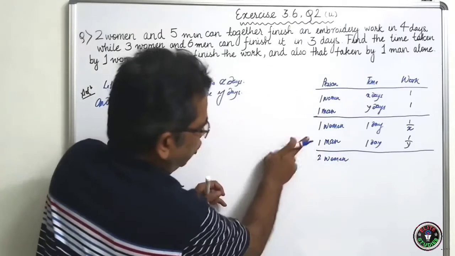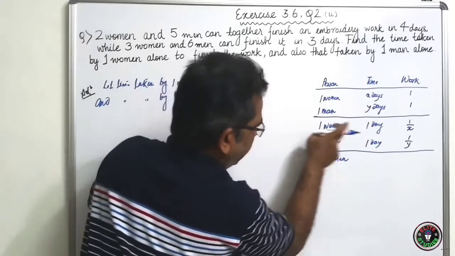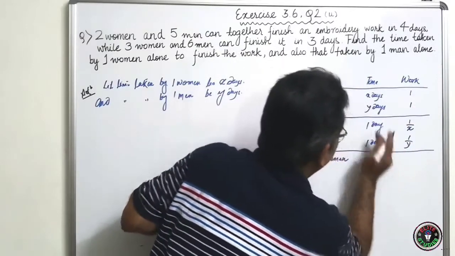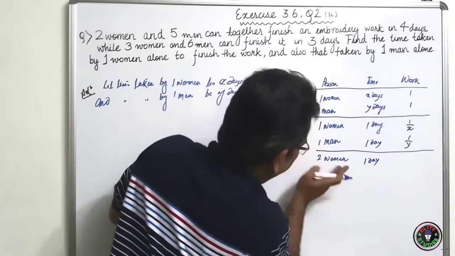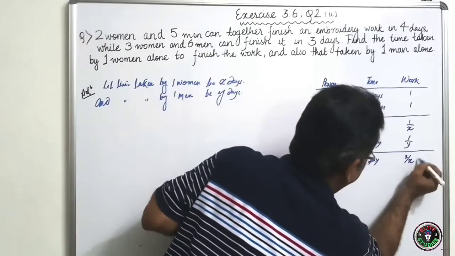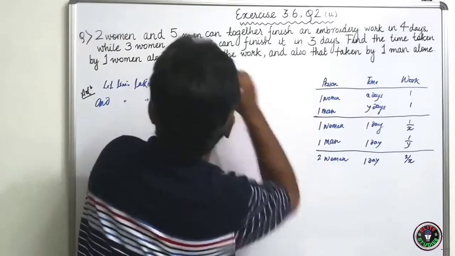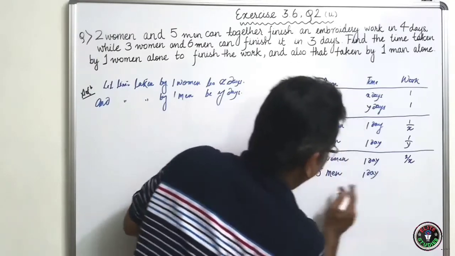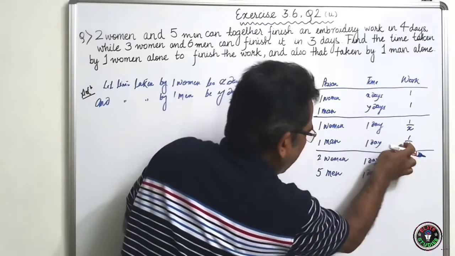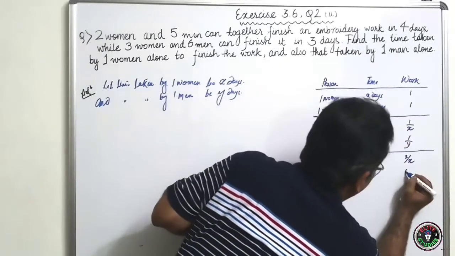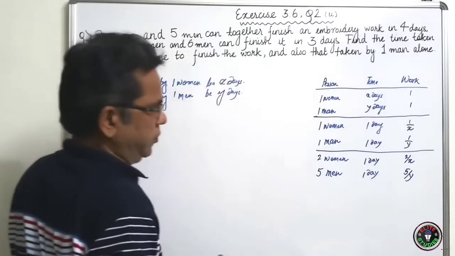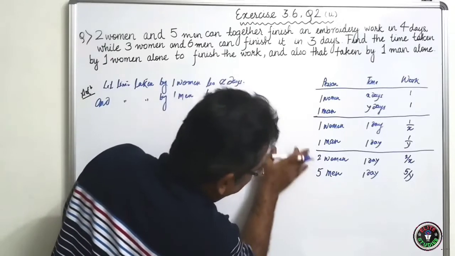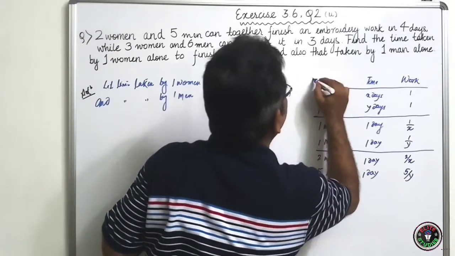2 women. I told you, you have to find 1 woman's work in one day. So 2 women will do twice the work in one day. Now time has been kept fixed, and you are changing the number of women. So twice the women will do 2 by X work. Similarly, how many men are there? 5 men. In one day, 1 man does 1 by Y work, so 5 men in one day will do 5 by Y work. So now your table has been finished.